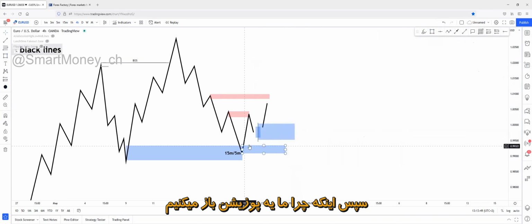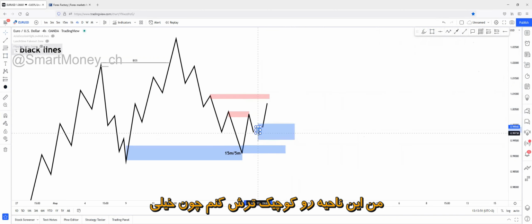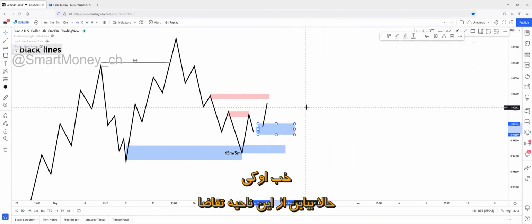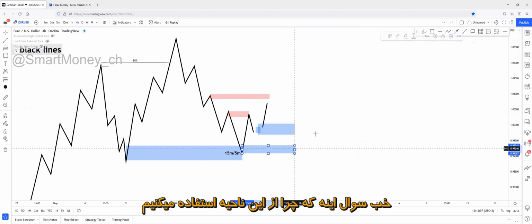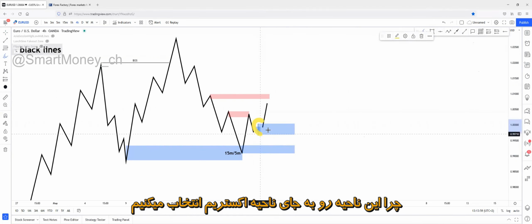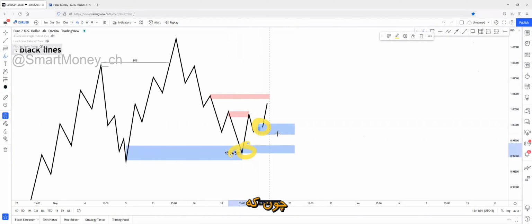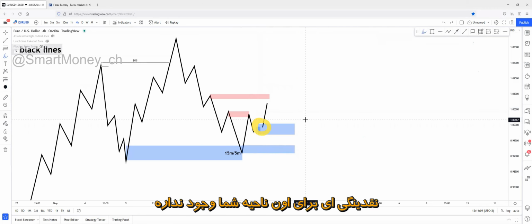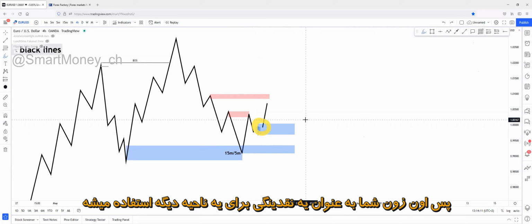Then why are we opening a position? Let me just make this zone a bit smaller because it's too huge for us. So yeah, let's use this as a demand zone. Why are we using this demand zone instead of the extreme? Because I always say that if your zone doesn't have liquidity, so there's no liquidity for your zone, then your zone will be liquidity for the deeper zone.